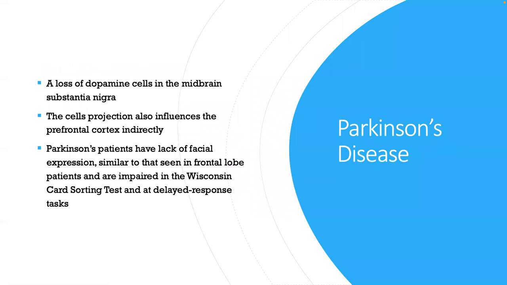In Parkinson's disease, it results from a loss of dopamine cells in the midbrain, substantia nigra, and so also from the nigrostriatal pathway. While the cells' primary projection is to the caudate nucleus, they influence the prefrontal cortex indirectly through the caudate's projection to the dorsomedial nucleus of the thalamus. That was a mouthful. So basically, Parkinson's patients are characterized by a lack of facial expression similar to that seen in frontal lobe patients, and they're impaired in the Wisconsin card sorting test we went over earlier and at the delayed response test that we talked about.